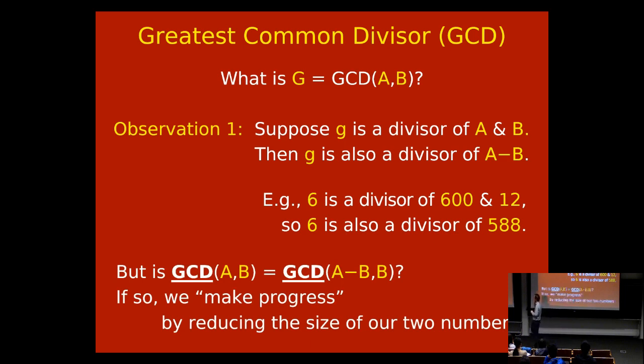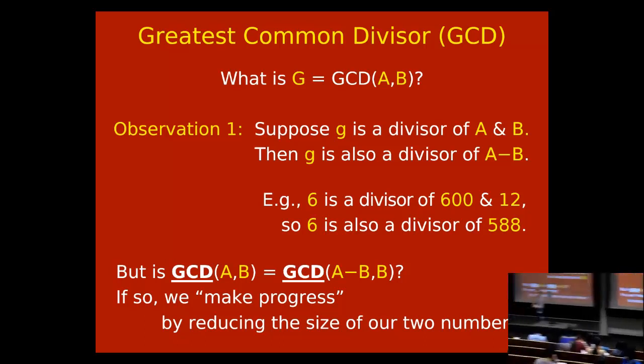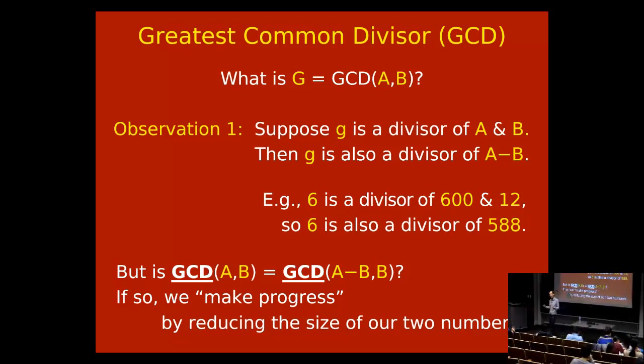OK, so that's good. What would be really cool is if it wasn't just that whenever you had a divisor of A and B, it also divided A minus B. What would be really cool is if the GCD of A and B was always the GCD of A minus B and B. The reason that would be cool is you could use that to reduce the computation of the GCD of A and B to a smaller GCD problem, because A minus B is smaller. So you could say it's the same as the smaller problem, and then maybe recursively solve that smaller problem and keep making progress.